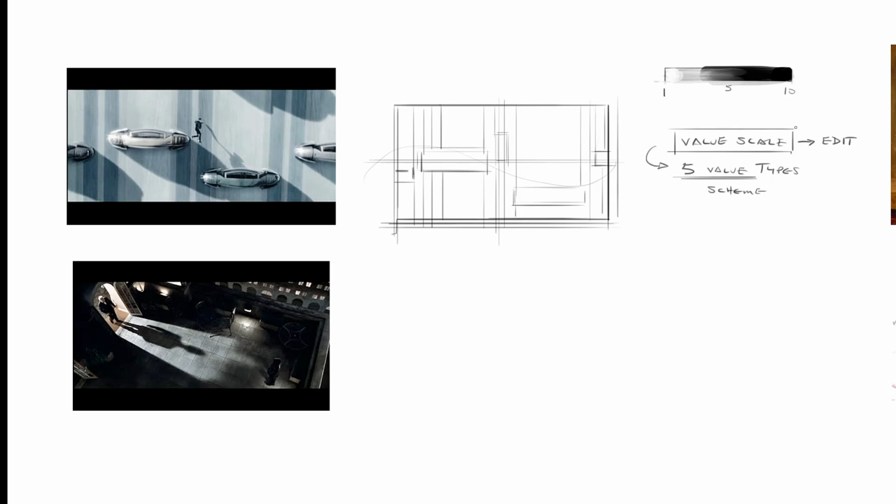So in Hollywood, there are five basic types that you see most people use. There's high key, which refers to the lightest side of the scale. Usually this has to do with flashbacks or scenes that project optimism.